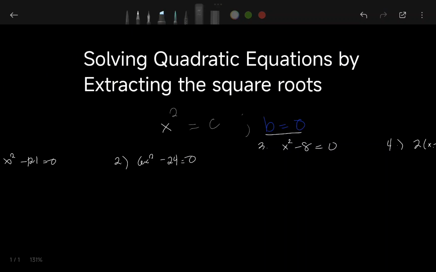So today we'll be discussing solving a quadratic equation by extracting the roots. This is one method for us to solve a quadratic equation or find its roots, which is extracting the square roots.